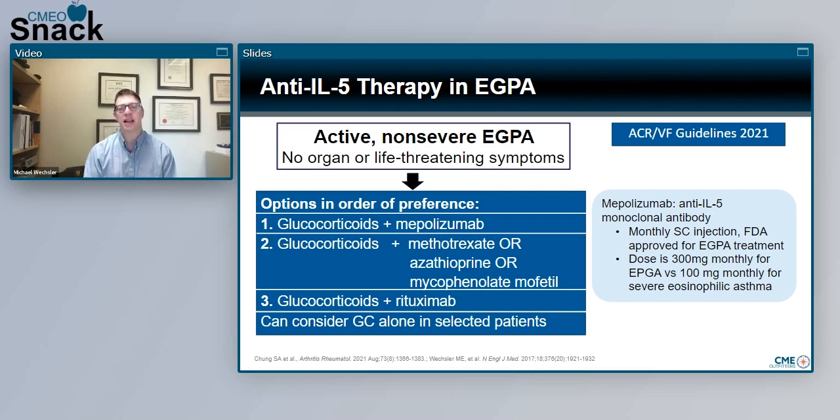We participated in a study that was published in the New England Journal of Medicine a few years ago that evaluated the efficacy of targeting IL-5 with a drug called mepolizumab. Now, mepolizumab is a monoclonal antibody that targets interleukin-5. It's been approved for patients with eosinophilic asthma since 2015. But we decided to treat patients with EGPA with a higher dose of 300 milligrams once a month to see whether it would achieve some degree of efficacy given the importance of eosinophils in EGPA.